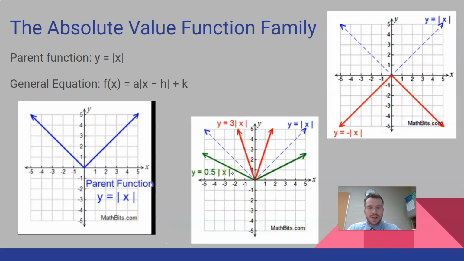Here we have the absolute value function family. The parent function is y equals the absolute value of x, and the general equation is f of x equals a times the absolute value of x minus h plus k. Here we have the graph of the parent function, and as you can see, it has a very important point at the origin. And just like for the quadratic function, we also call this the vertex. Now you can see all these transformations of the absolute value function family. You see it being stretched and compressed here, and it's being reflected in this one.